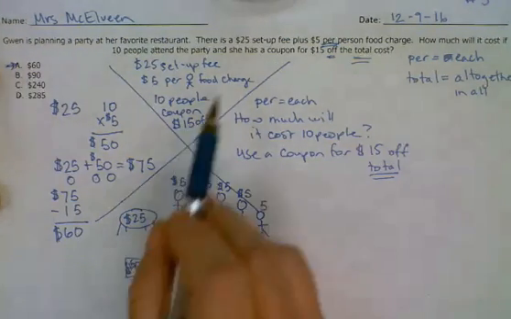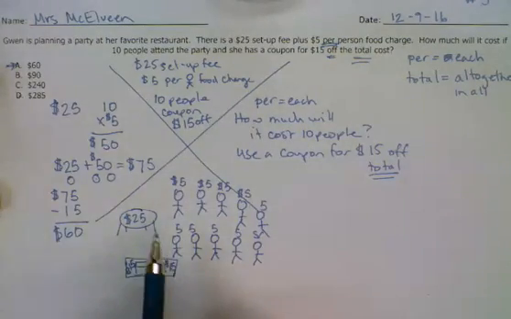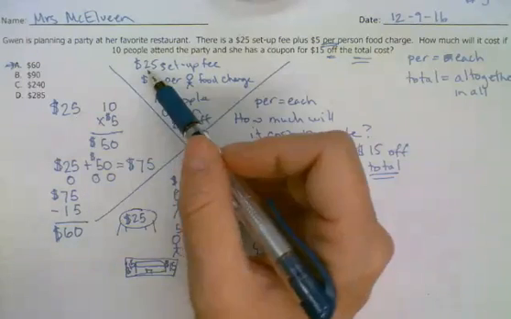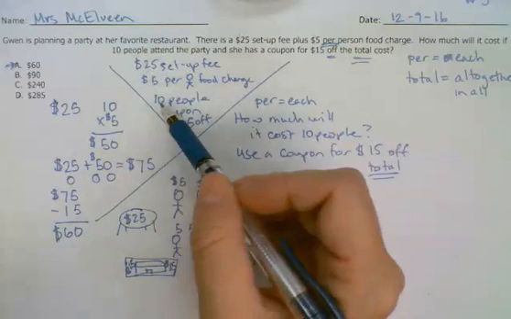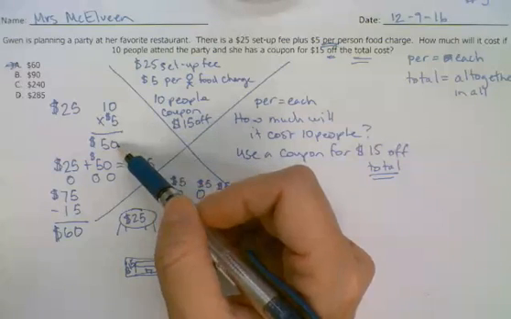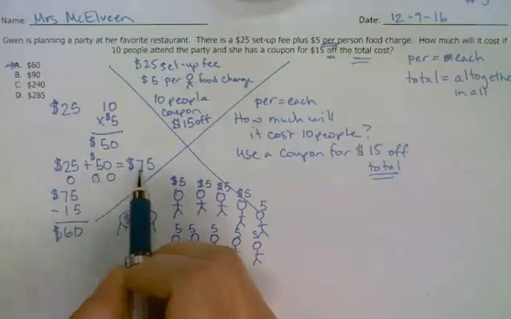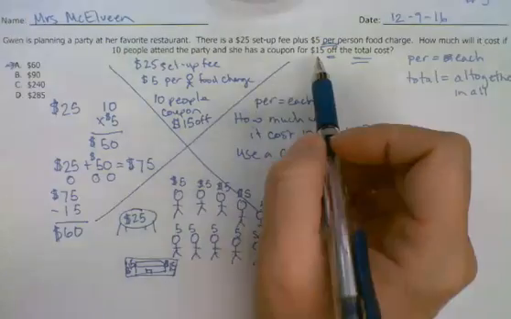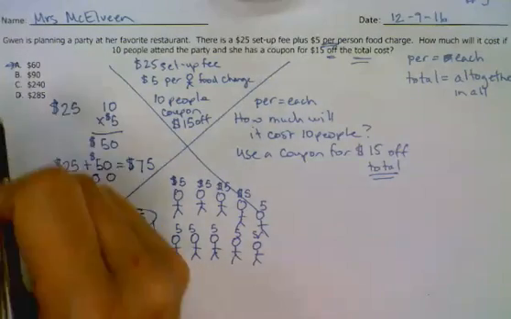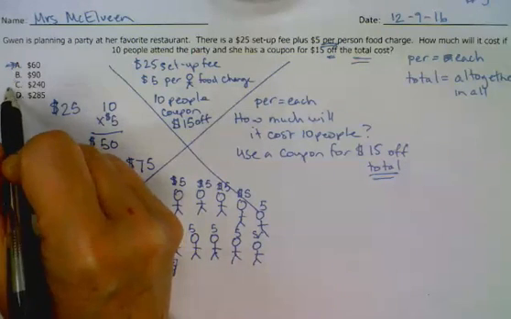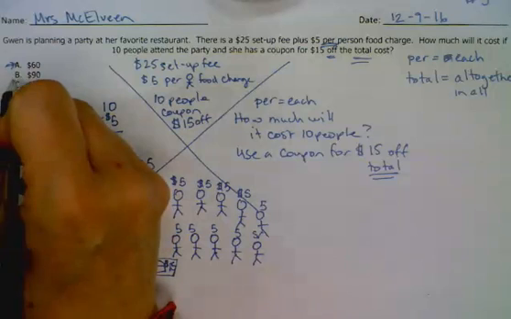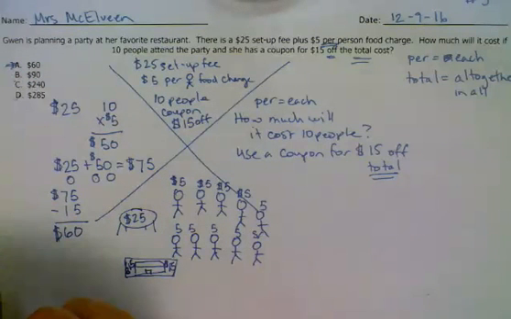And because I thought everything through, I feel very confident in my answer. I have my $25 setup fee. I have 10 people. I had to pay $5 for each of those people, so 10 times 5 is 50. 25 plus 50 is 75. I took off $15 to get $60. I wonder if someone just added all the numbers together to get those two answers. And I'm wondering if there's a calculation error to get that answer.